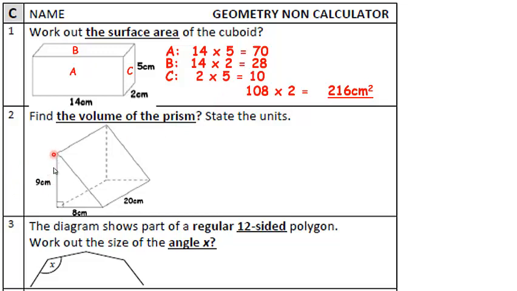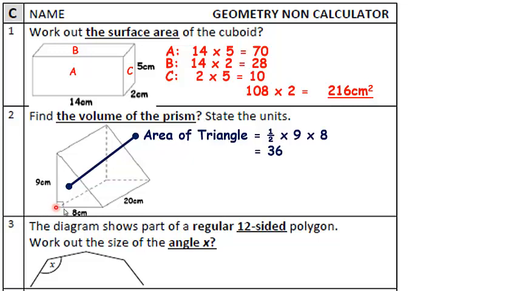Question 2, the volume of this prism. That there is 9, that's 8, so to work out the area of the triangle, 9 times 8 is 72, half of 72 is 36. I'm going to times 36 by 20, right, so 2 lots of 36 is 72, and then add a 0 onto it, gives me 720 centimeters cubed, because it's a volume. Okay, make sure you're comfortable with that.